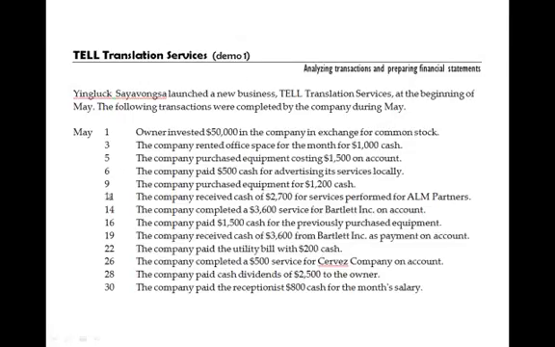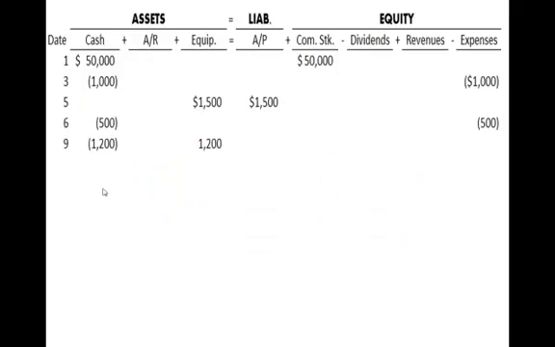Let's look at the next one. On the 9th, the company purchased equipment for $1,200 cash. So we're spending cash in exchange for equipment. We're giving up one asset in order to have another. So over here, we go to our cash column. We're showing a $1,200 decrease. That's the cash going out. And we're showing the fact that we bought equipment worth $1,200. So we're increasing one asset, decreasing another. Giving up one asset in exchange for the other.